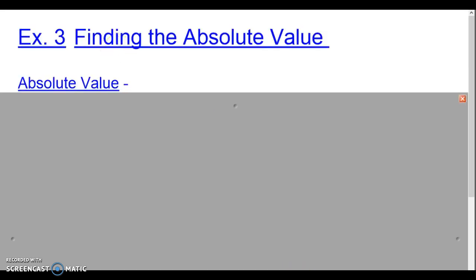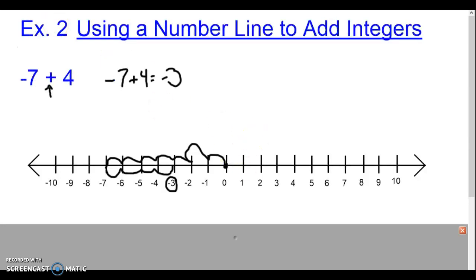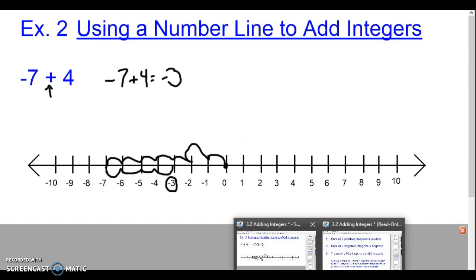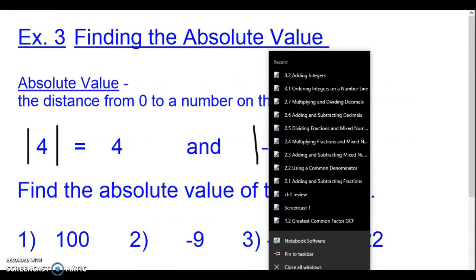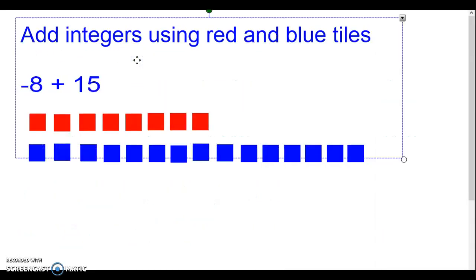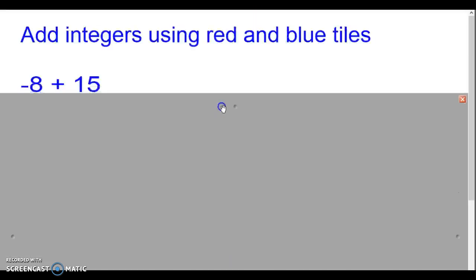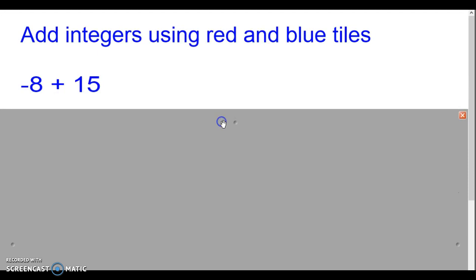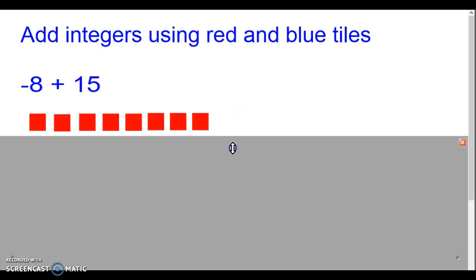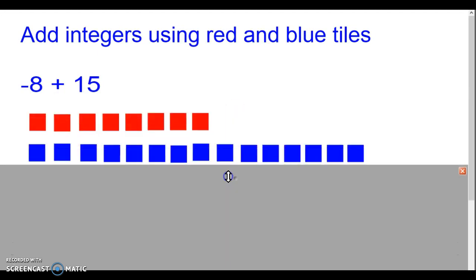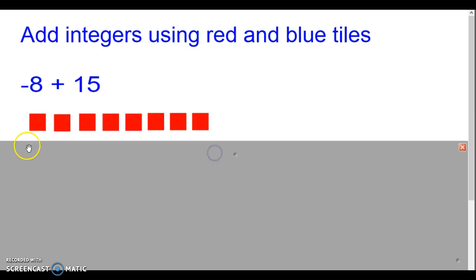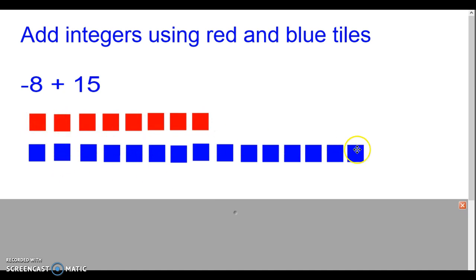Okay, so the next thing we're going to be practicing is using chips to help us. Right here, it says add integers using red and blue tiles. So on our number line, our red symbolizes our negative numbers and our blue symbolizes our positive numbers. So right here I have 8 negative chips and 15 positive chips.